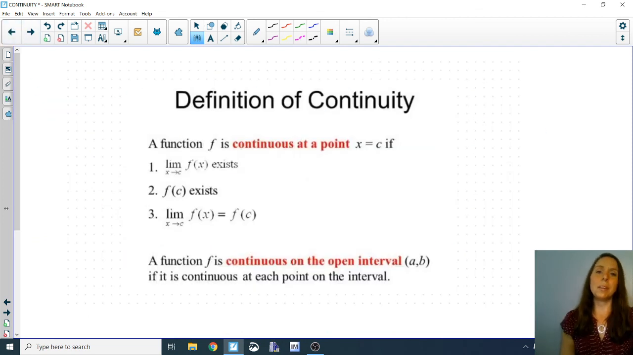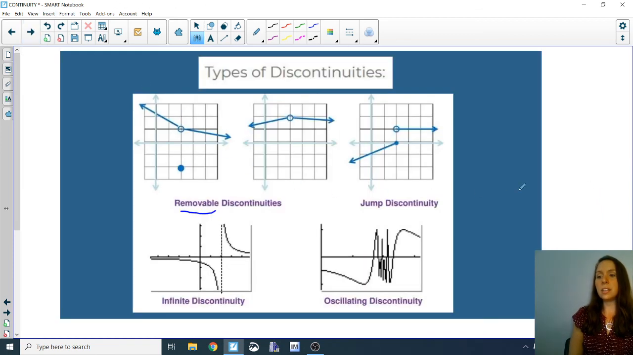It'll be really, really helpful as you continue your study of calculus. And understanding these types of discontinuities and how you can set up that definition to show the different types of discontinuities will come in really handy.